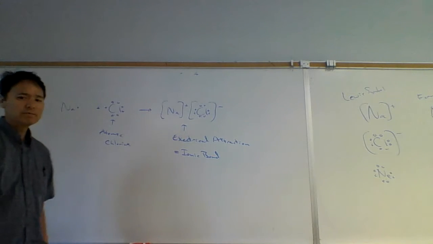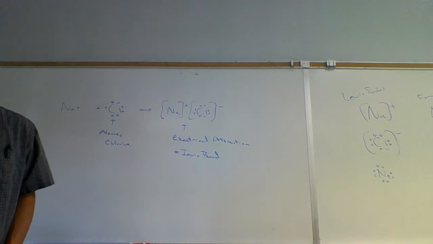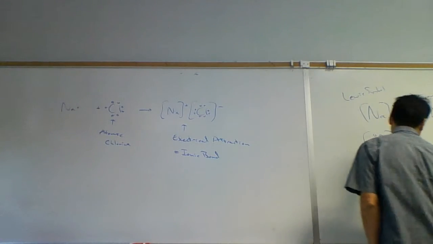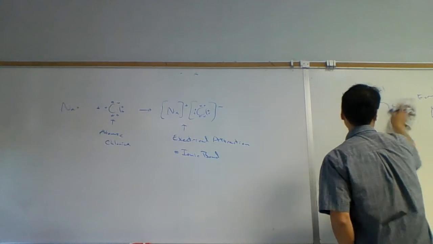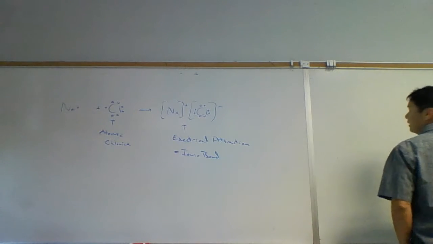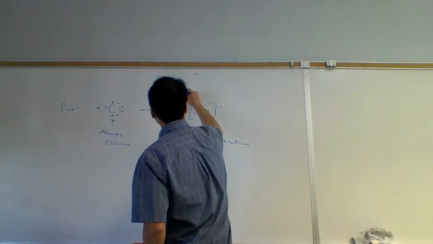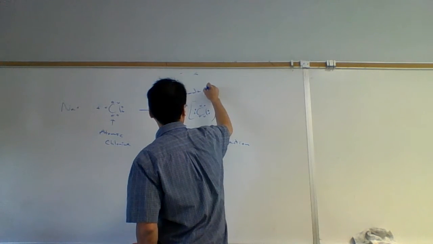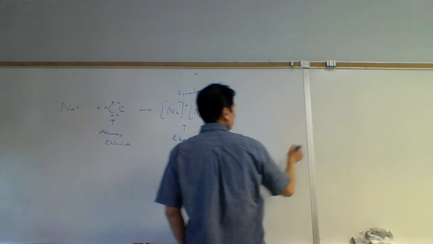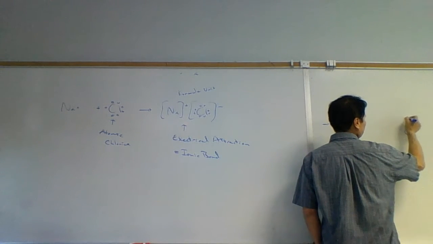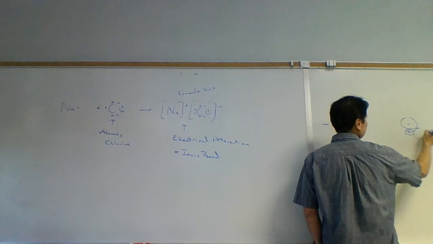If you have a positive ball, then all the negative balls are going to be attracted to it. And so when we look at it, this would be a formula unit. But what will eventually happen is you're going to have a positive ball, and the positive ball is going to be surrounded by as many negative balls as possible.